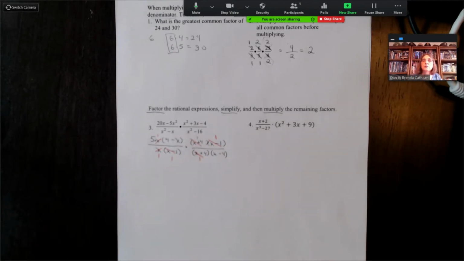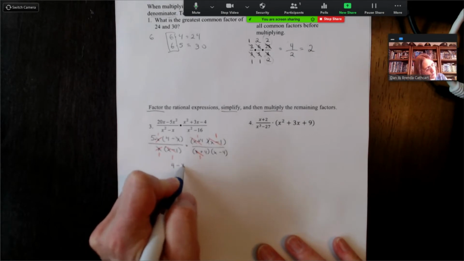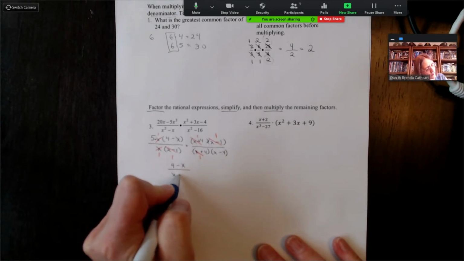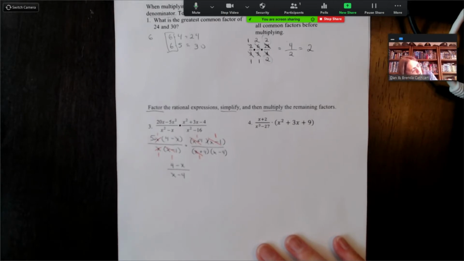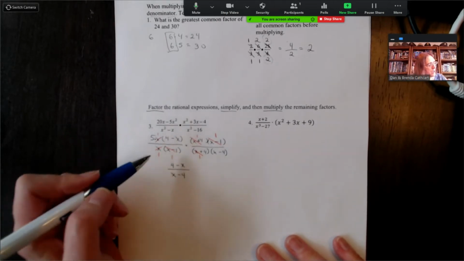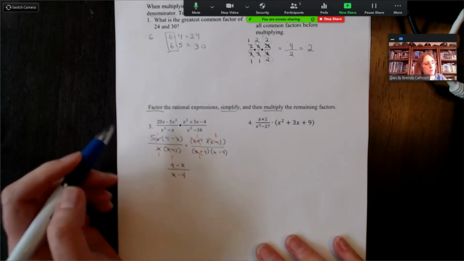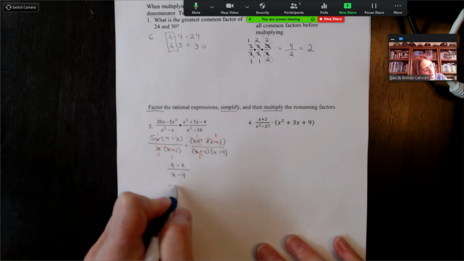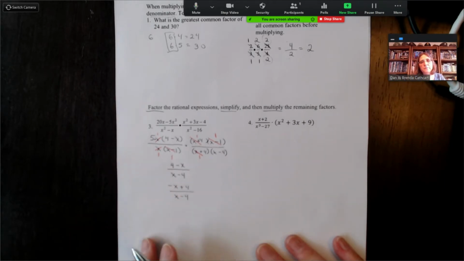Now let's take a look at what we're left with. We're not quite done, but let's take a look at what we have left. We now have the factor 4 minus x and the factor x minus 4. Those are kind of interesting factors. In fact, I can take a look at this numerator and I can rewrite it in standard form. I can rewrite it as negative x plus 4, and I have x minus 4.